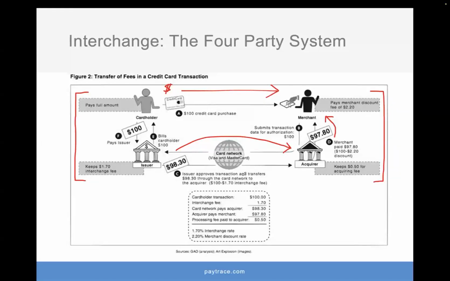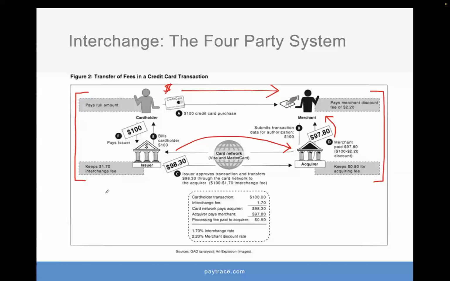Now, if you know anything about banks, banks don't do anything for free, right? This is a service that they're providing. There's money moving around. There's underwriting stuff that's occurring. So, right, they expect to get paid. So let's use $100 as a baseline for this transaction. When the issuer transfers that money, right, they're going to keep a portion of it. And then when the acquirer deposits that money, they're going to keep a portion of it.